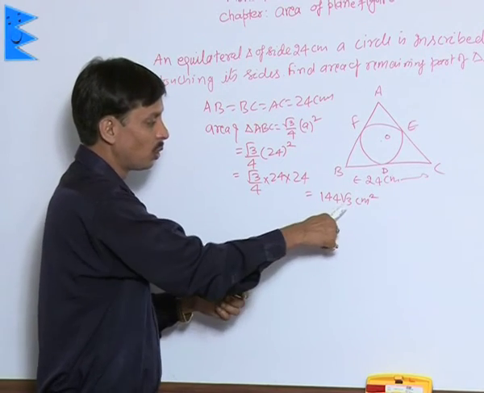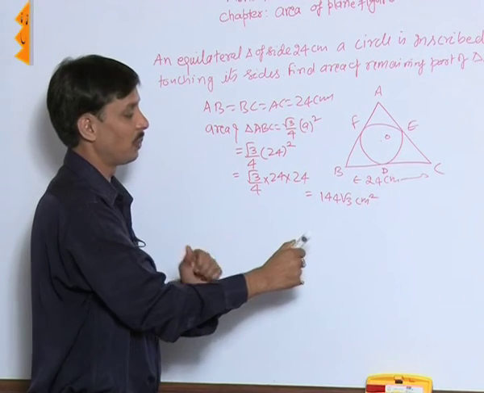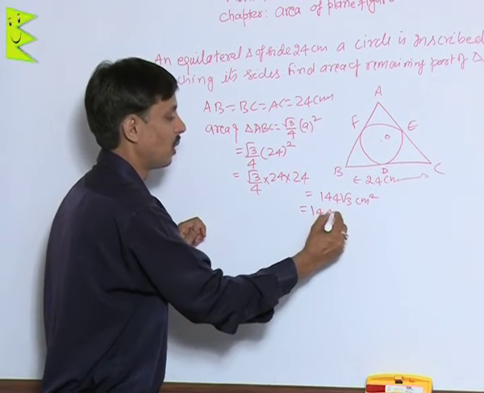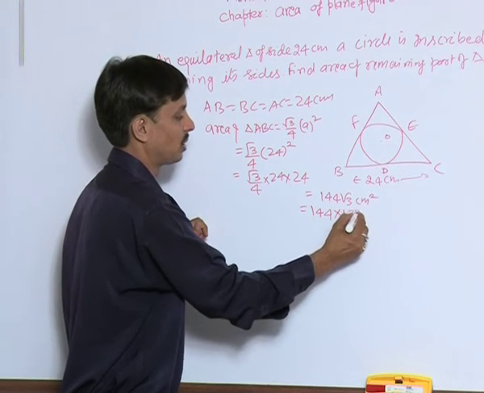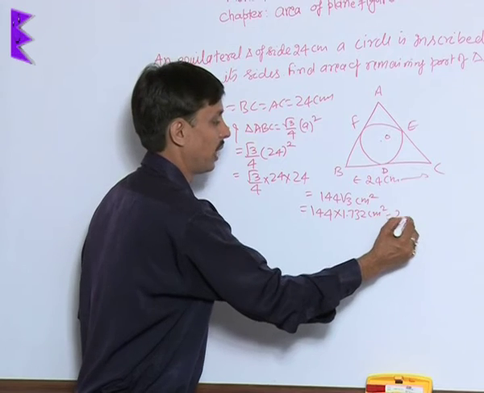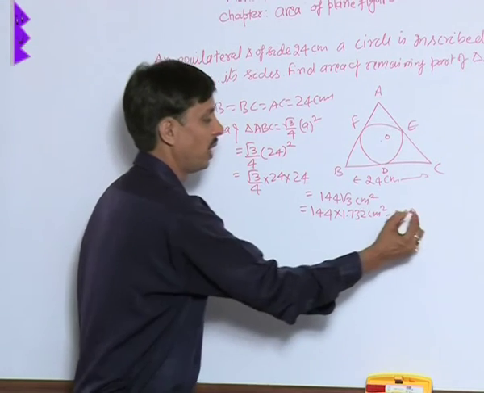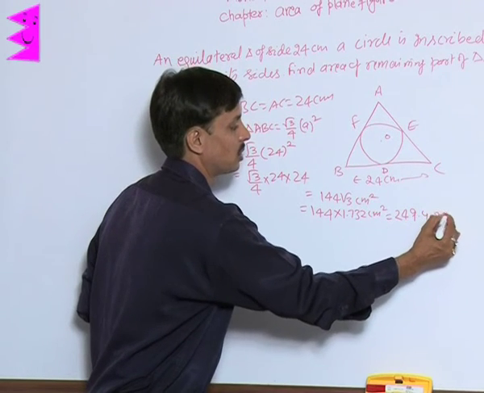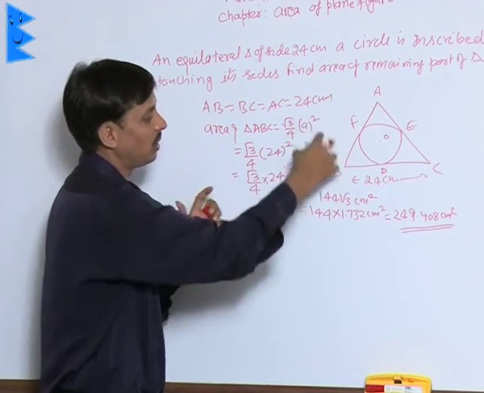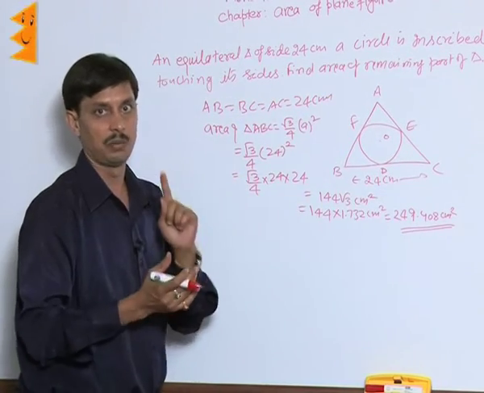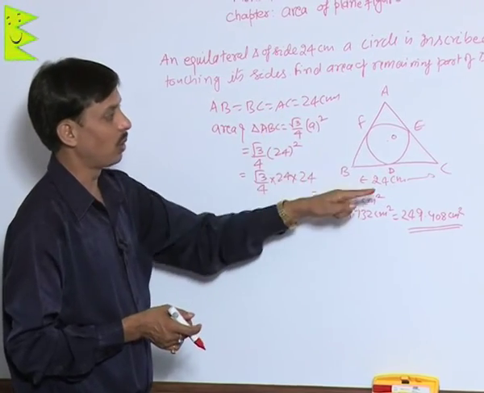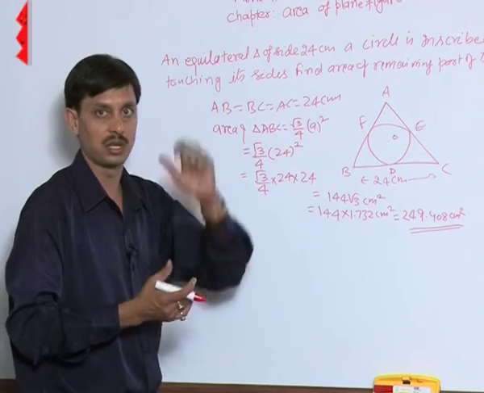If the value of root 3 is taken as 1.732 in decimal terms, this answer will be 144 into 1.732 centimeter square, which equals 249.408 centimeter square. This is the area of the entire equilateral triangle. Number 1. Now the million dollar question: how to calculate the radius of this incircle.